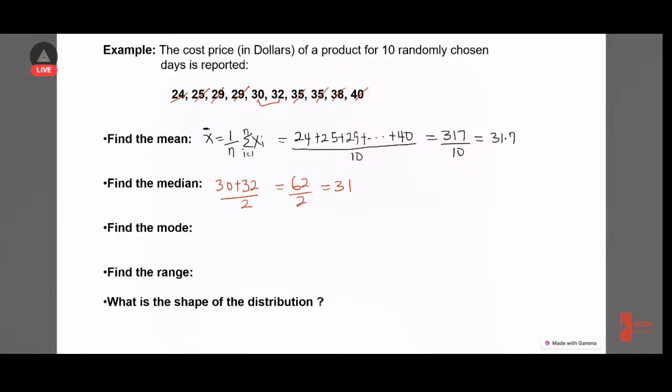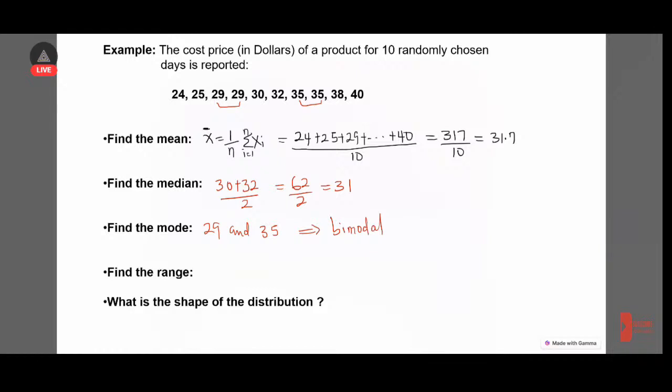The next is to find the mode. Now, from the definition of the mode, it means the most occurrence. Looking at this, 29 appeared twice and 35 appeared twice. Other values appeared once. So the modes are going to be 29 and 35. And from the previous video I did, I told you when you have two modes, this is the same thing as bimodal.